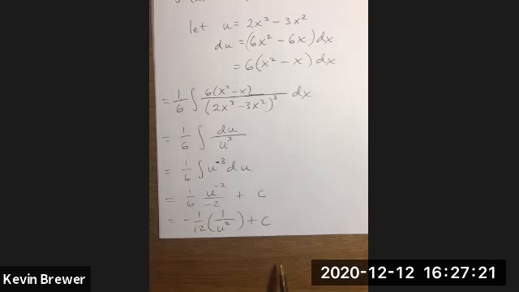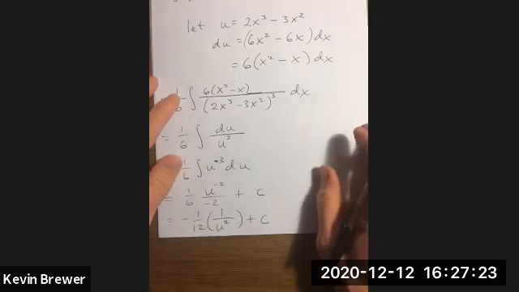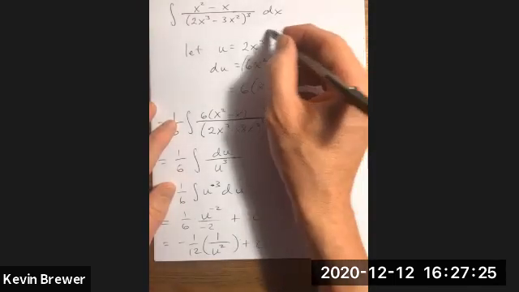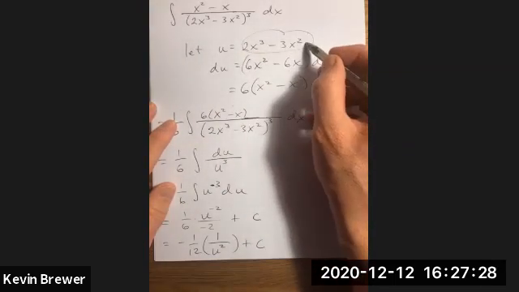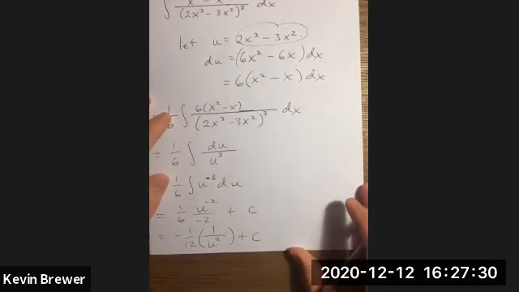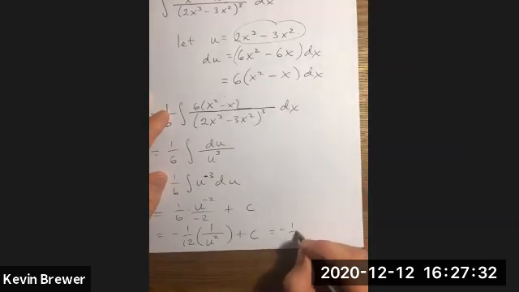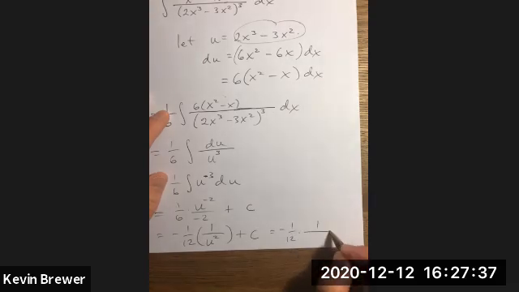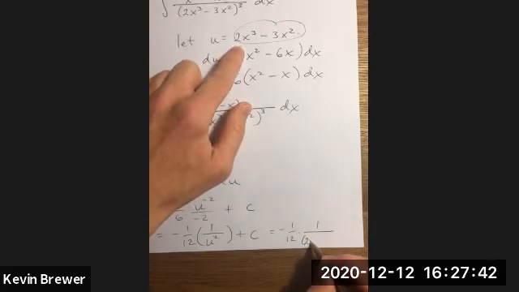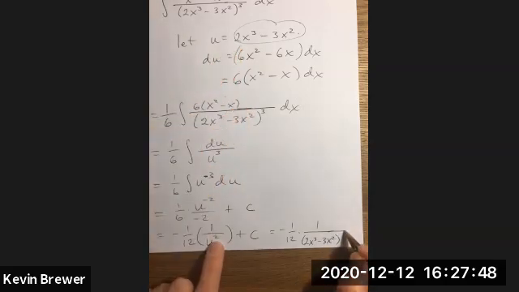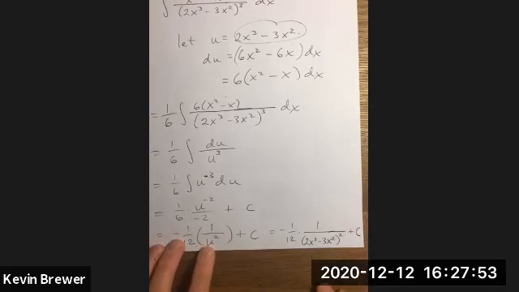And now the only thing left to do is to unsubstitute, to go back and put the original formula in terms of x in for u. So the final answer is minus 1/12 times 1 over 2x cubed minus 3x squared, squared, plus constant.